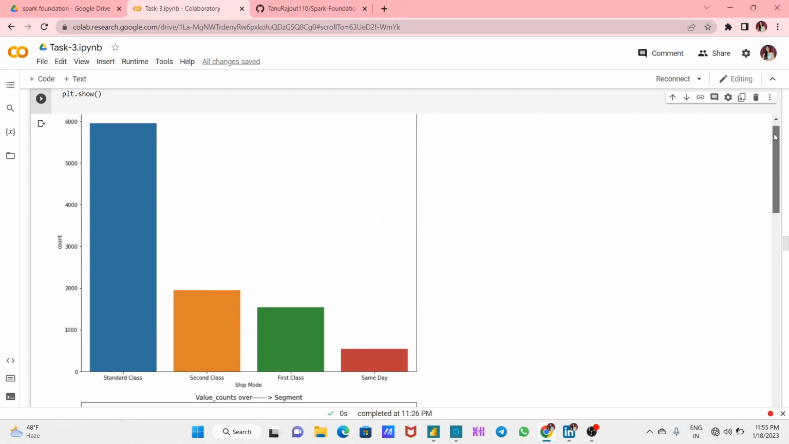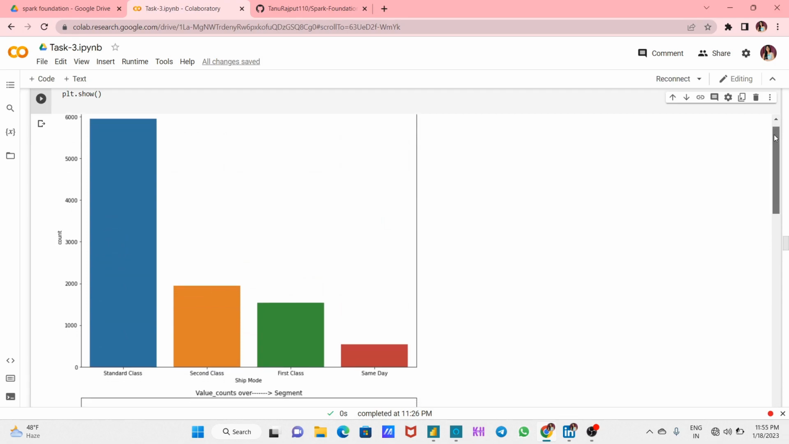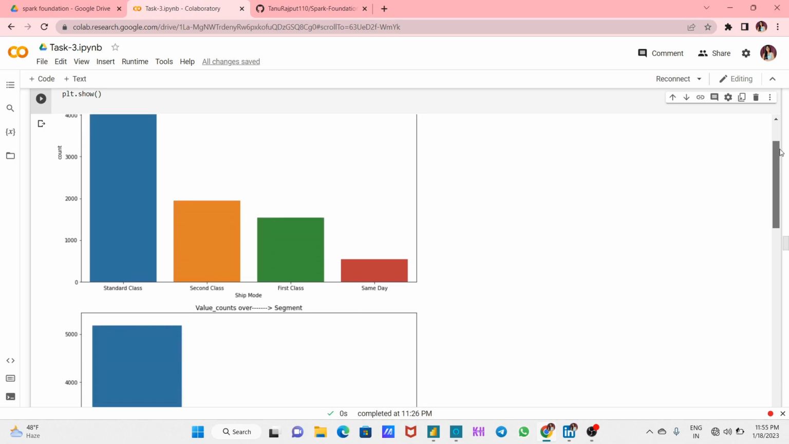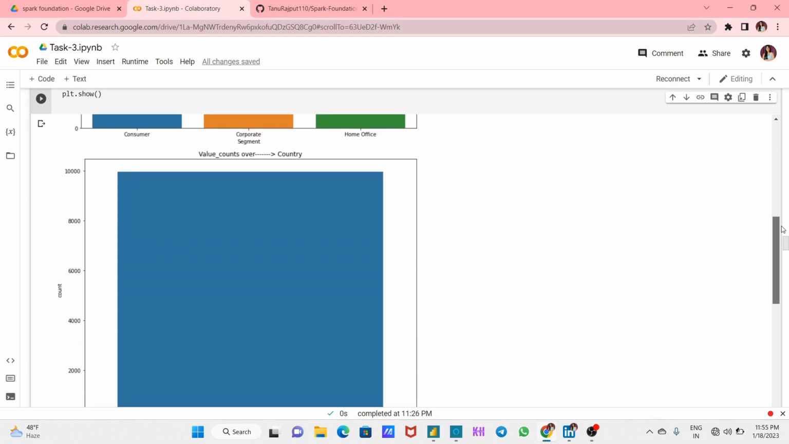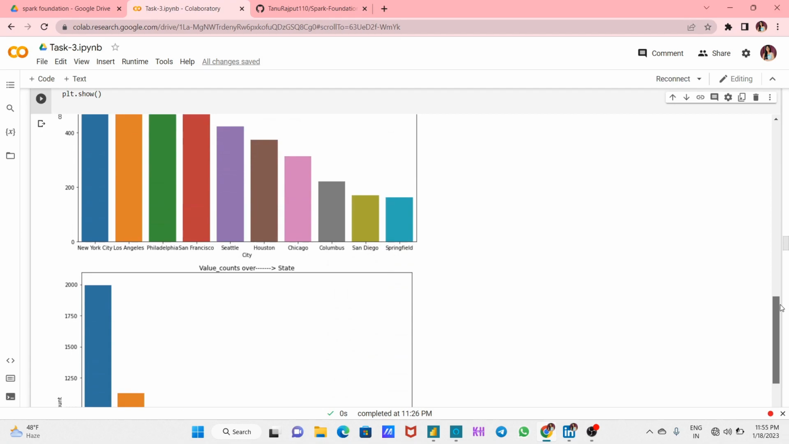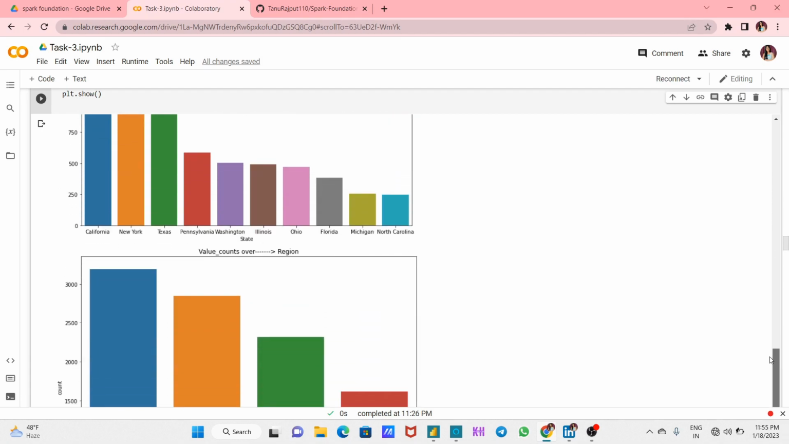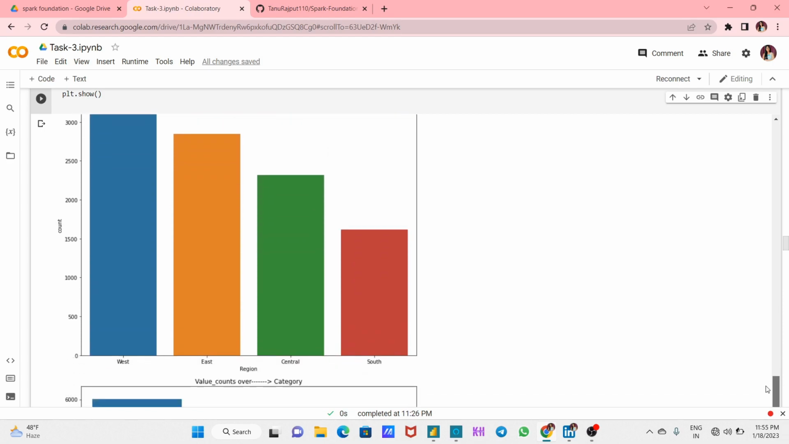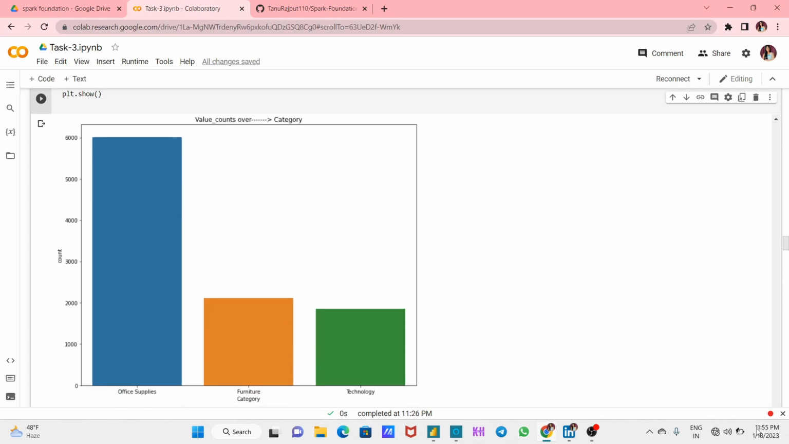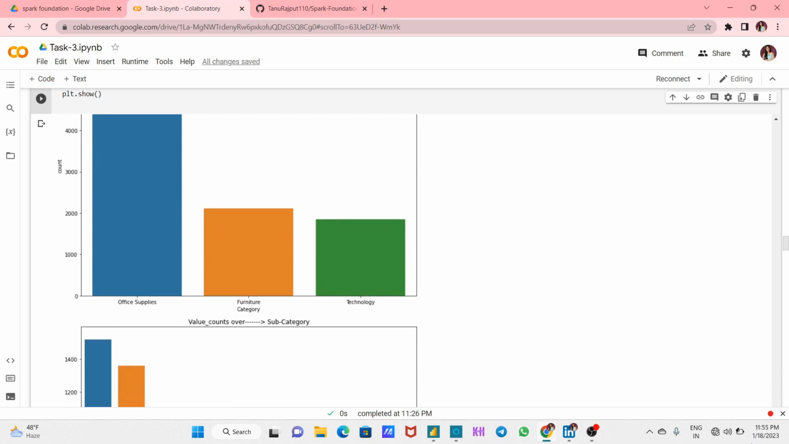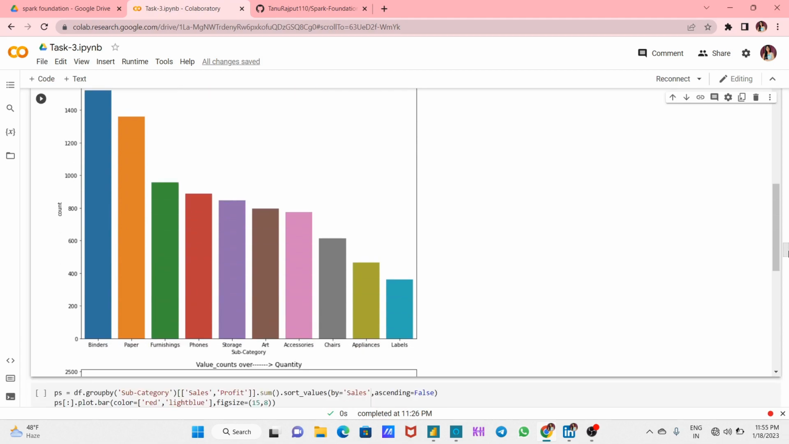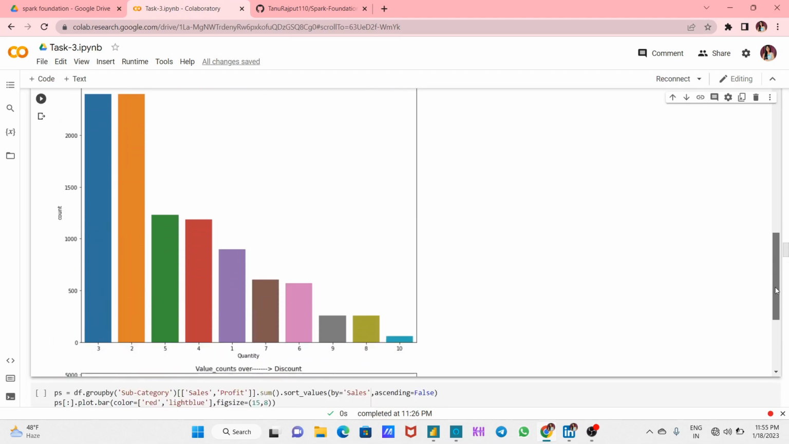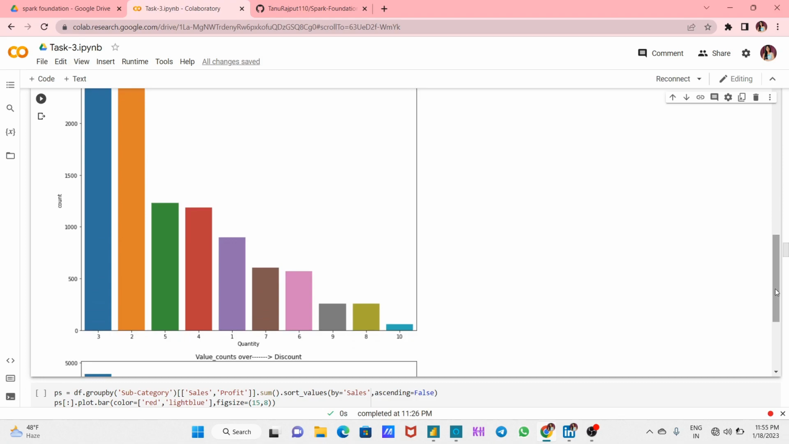Let's start with ship mode. There are higher records for standard class in ship mode, and for segment we have high records for consumer. We have higher records for New York City, California state, and the West region. We have higher records in office supplies, and in binders as a subcategory.